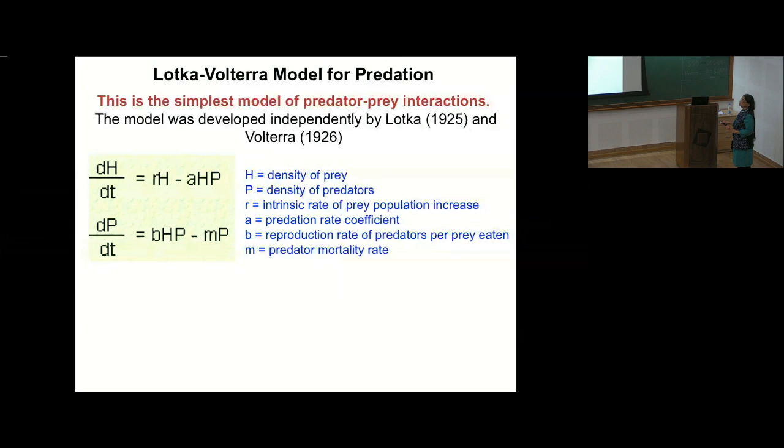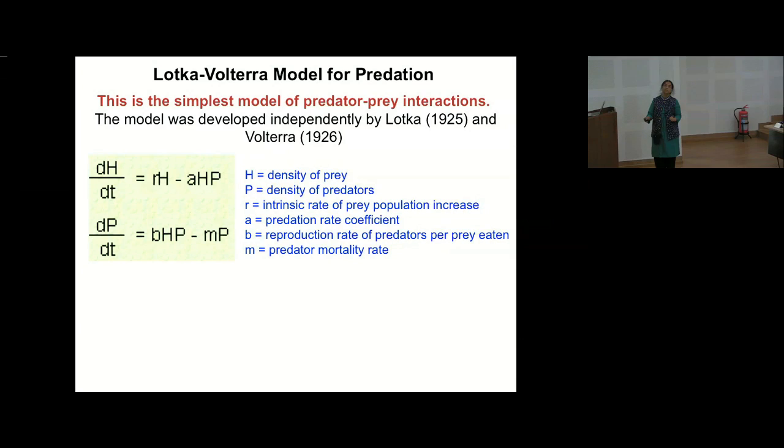If there are no predators, if P is zero, this term is zero. So dH/dt is R times H, which means exponential increase. When P is there, the number goes down because some of them are eaten up. Here, when there is no H, this predator only eats this prey, so if there is no H, it doesn't get any food, so it just dies.